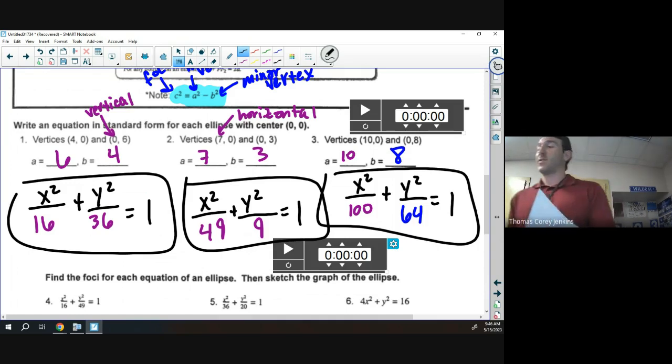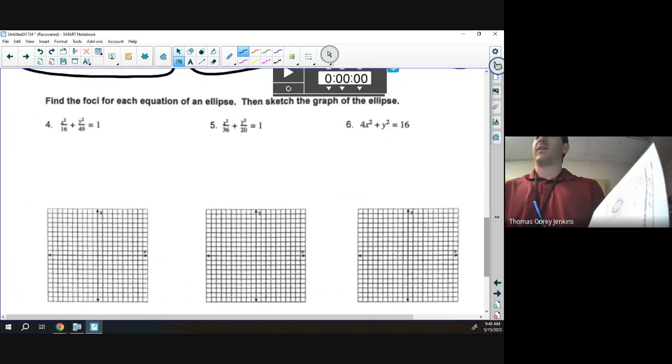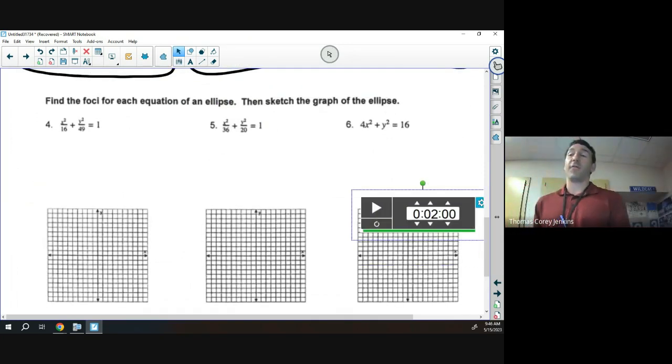All right, so that kind of helps you to understand what we can pull from an equation. So we'll go a little bit further into that in 4, 5, and 6, where we'll actually graph.